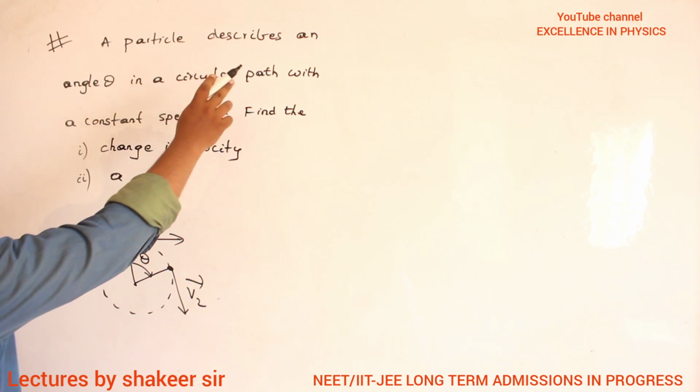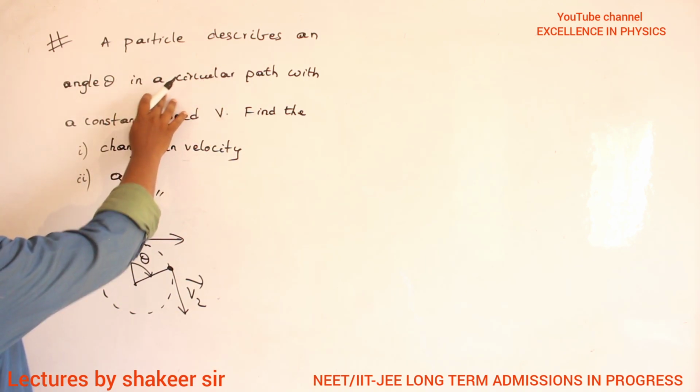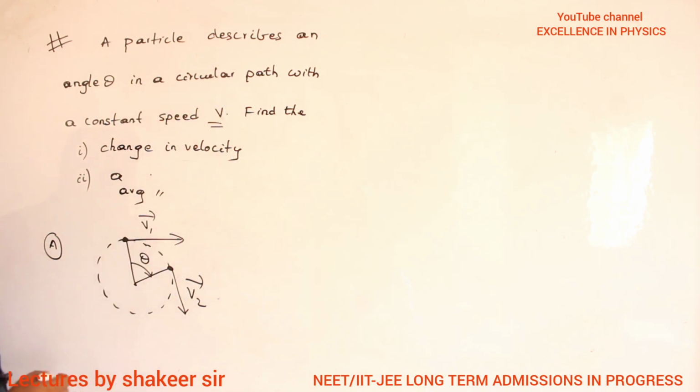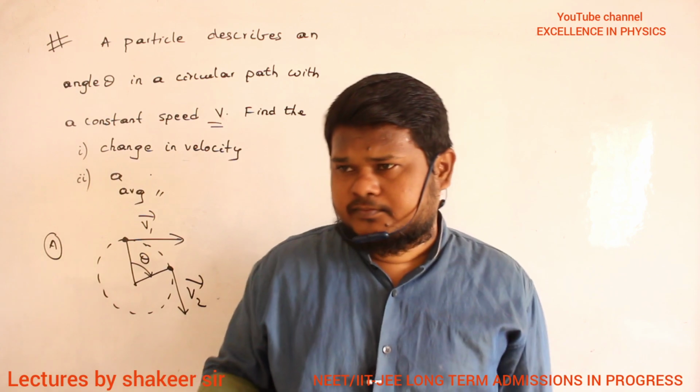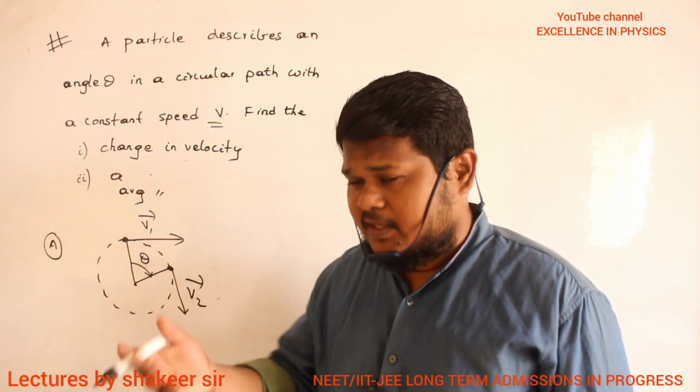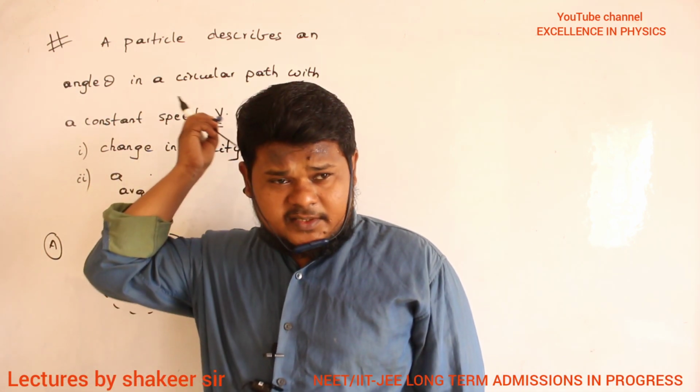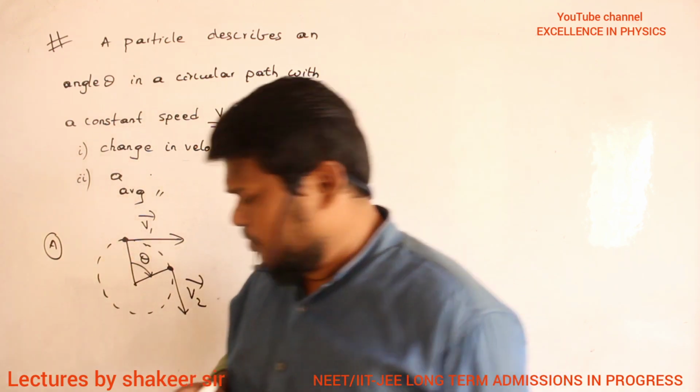But what he is saying is that it is covering an angle theta with a constant speed v. So velocities are definitely changing, because velocity is what kind of quantity? Velocity is a vector quantity, no? So as direction changes, velocity definitely changes. But he is saying speed is not changing. Are you able to understand me?